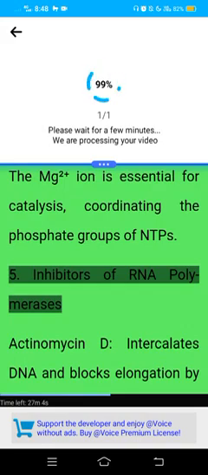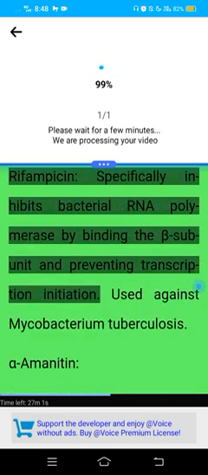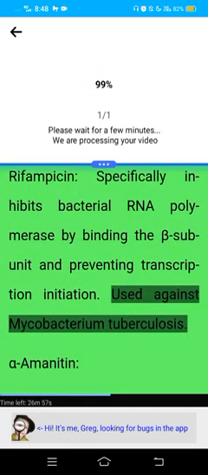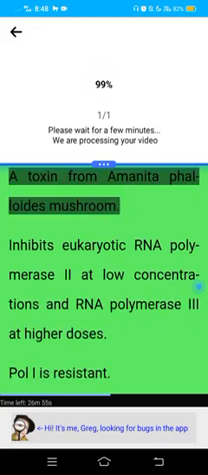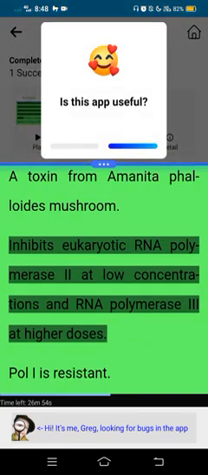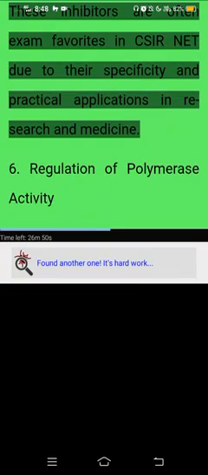5. Inhibitors of RNA polymerases. Actinomycin D intercalates DNA and blocks elongation by all polymerases. Rifampicin specifically inhibits bacterial RNA polymerase by binding the beta subunit and preventing transcription initiation. Used against Mycobacterium tuberculosis. Alpha-amanitin, a toxin from the Amanita phalloides mushroom, inhibits eukaryotic RNA polymerase 2 at low concentrations and RNA polymerase 3 at higher doses. Pol I is resistant. These inhibitors are often exam favorites in CSIR NET due to their specificity and practical applications in research and medicine.